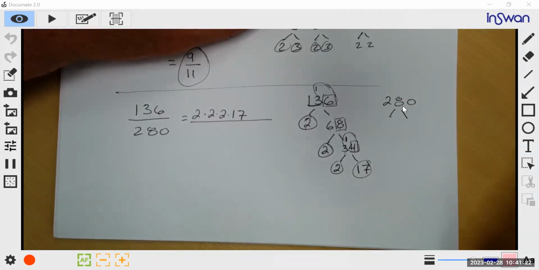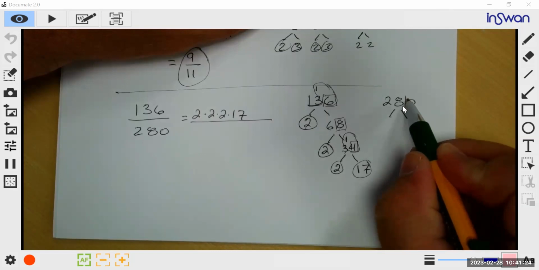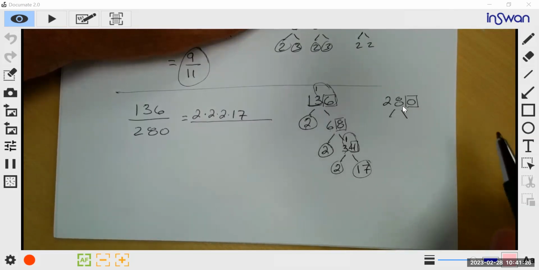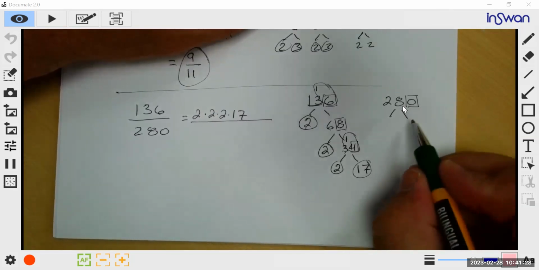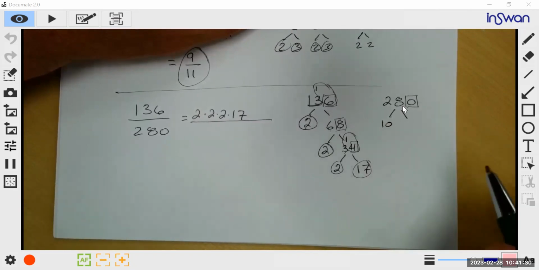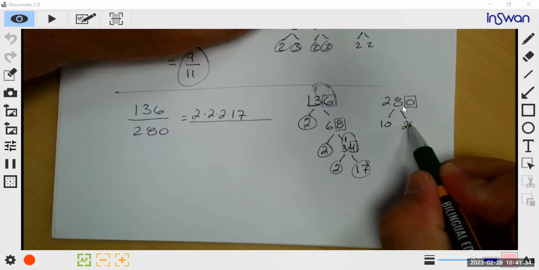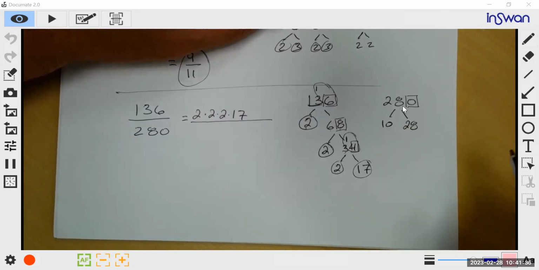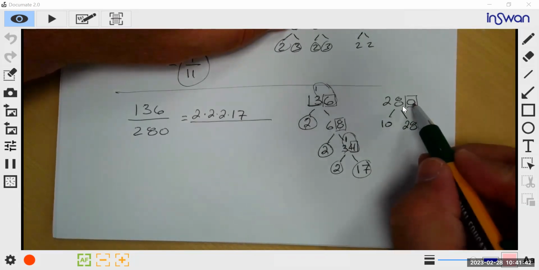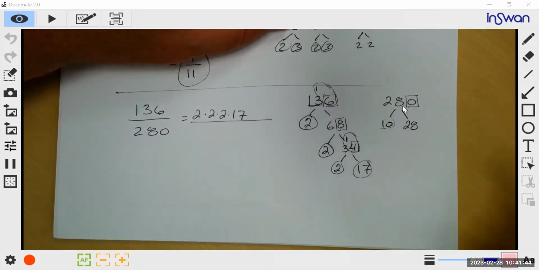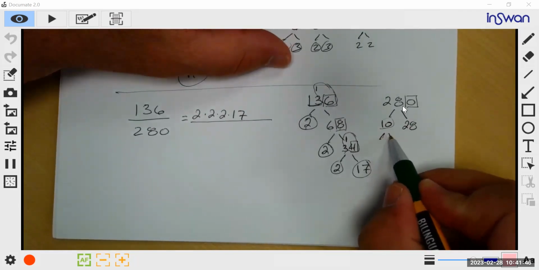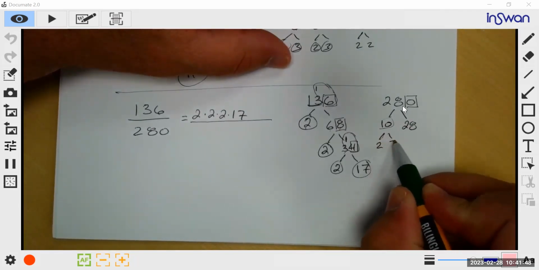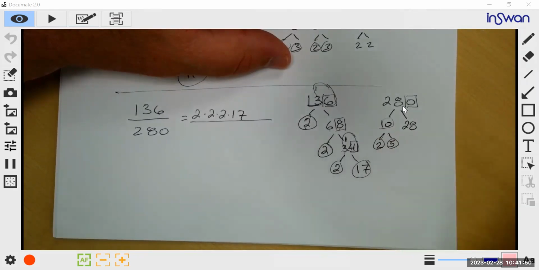Okay. Because the last digit in the second number ends in a 0, I know that it's a multiple of 10. 10 times 28, like we just talked about. 10 times 28 is 280. So it ends in a 0, we know 10's a factor. What is 10 made up of? 2 and 5. Those are both prime numbers.